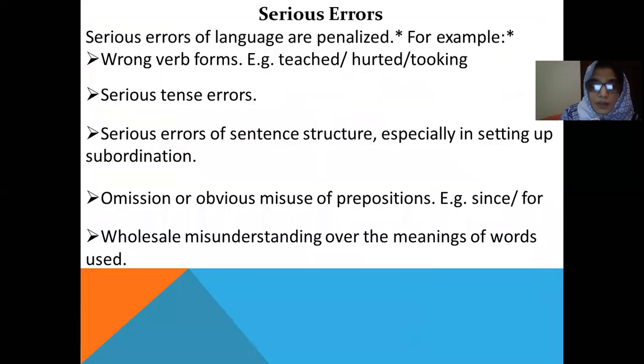Then we have to check whether the errors that are in the summary are serious or not, because serious errors would be checked. And these serious errors, firstly, are actually the form of verbs, whether the verb forms are correct or not. There are students who are still writing teached, hutted, cooking. So this thing can be corrected.